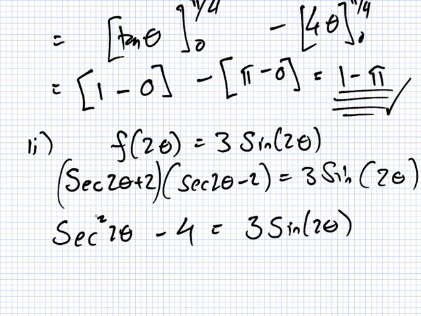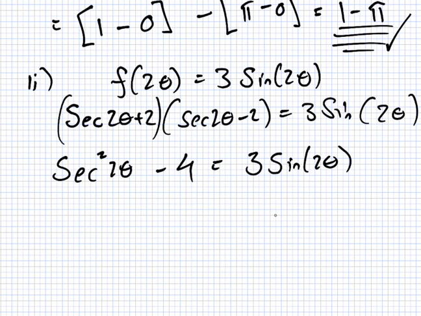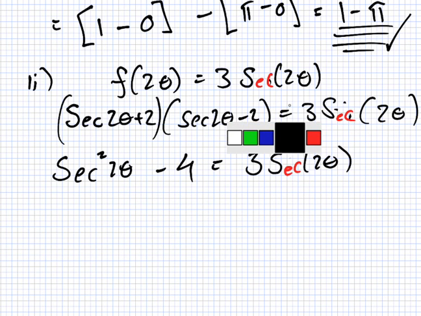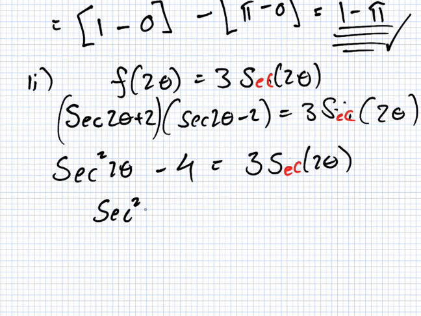Sec is 1 over cos. I don't know if it's helpful to change it into that. Sine 2 theta is 2 sine cos, yeah? Oh, thank you. That makes everything so much easier now. This is a sec, sec, and sec. Oh, great! What type of problem is this now? Quadratic, yeah.